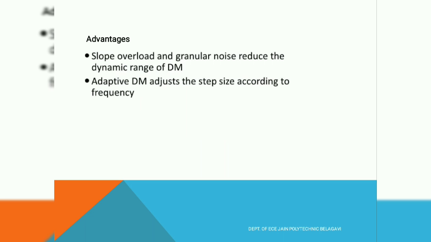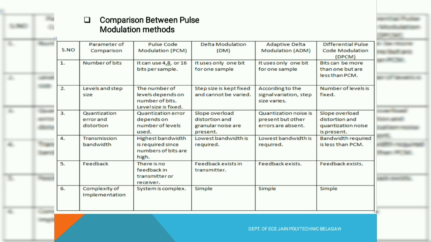Okay, so in adaptive delta modulation we have an extra block to adjust the step size. In adaptive delta modulation we adjust the step size according to the frequency of the input signals. So this is the comparison between pulse modulation methods. Pulse modulation methods means pulses are modulated, here the input signal is in terms of a pulse only. Here some parameters will be there.